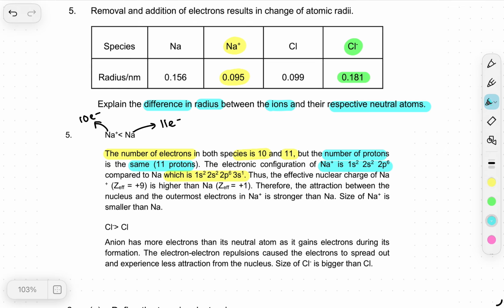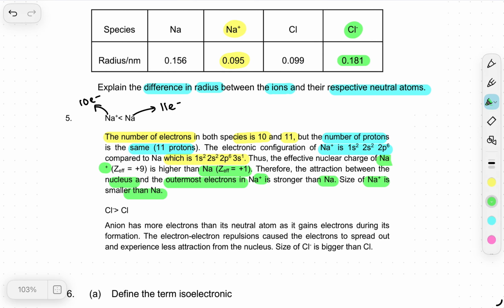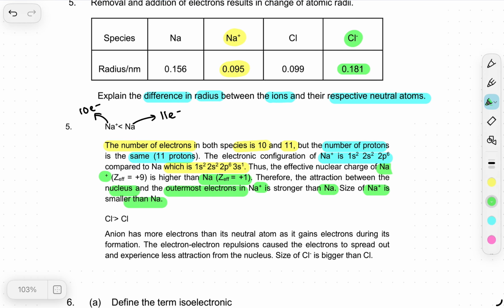Thus, the effective nuclear charge of Na+ is higher than the neutral atom. Therefore, the attraction between the nucleus and the outermost electron in Na+ is stronger than in Na, making Na+ smaller than Na. So the sodium cation is smaller than its neutral atom. What about the chloride ion, which is bigger than its neutral atom?